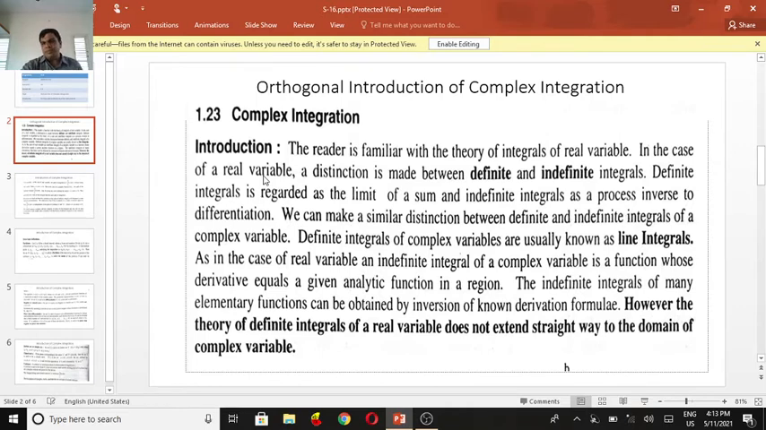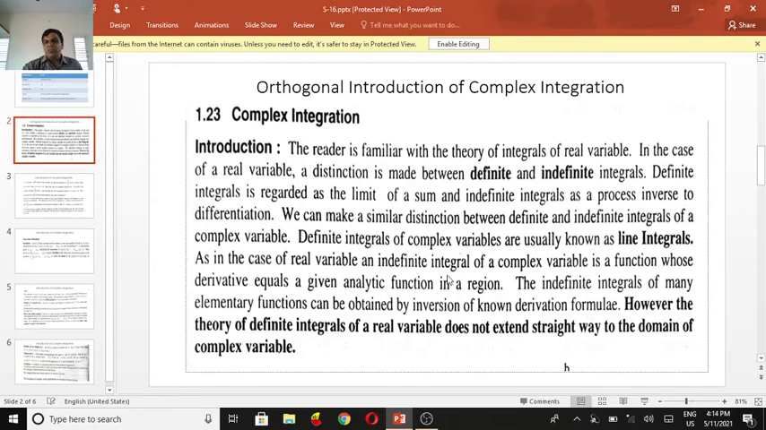In the same way, you are applying it here in complex integrations. So we can make a similar distinction between the definite and indefinite integral of a complex variable. A definite integral of a complex variable is usually known as a line integral. As in the case of a real variable, the indefinite integral of a complex variable is a function whose derivative equals a given analytic function in a region.